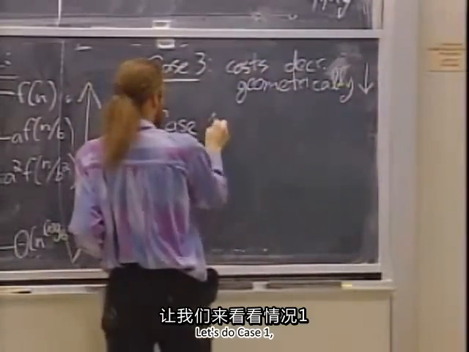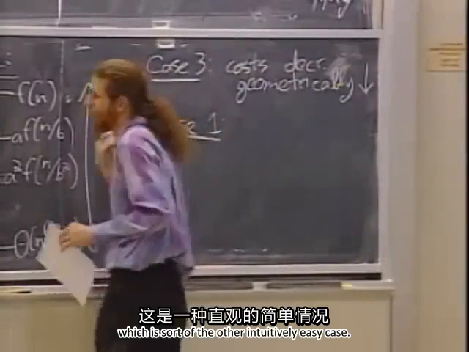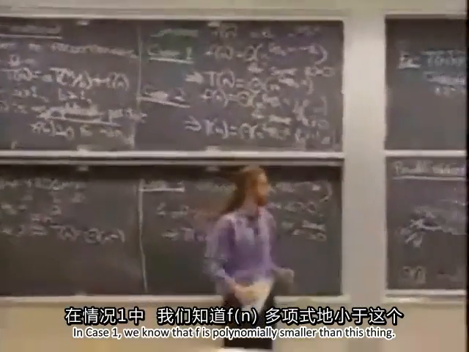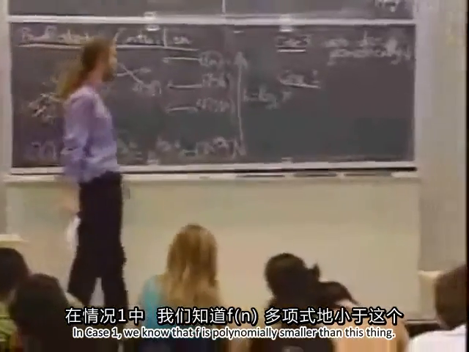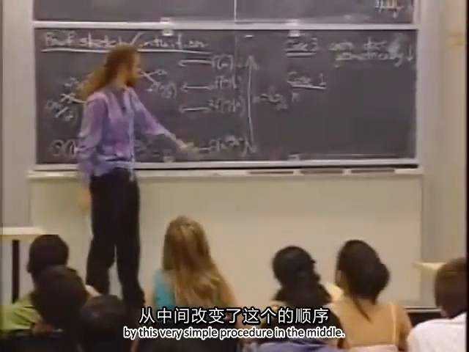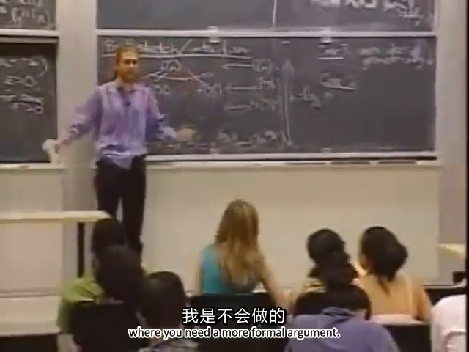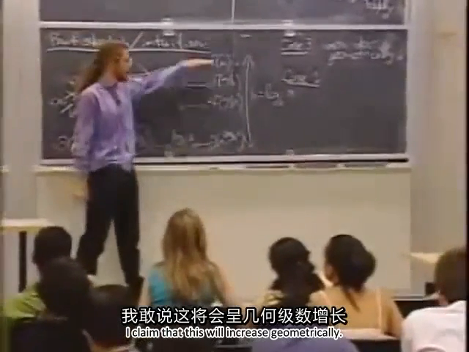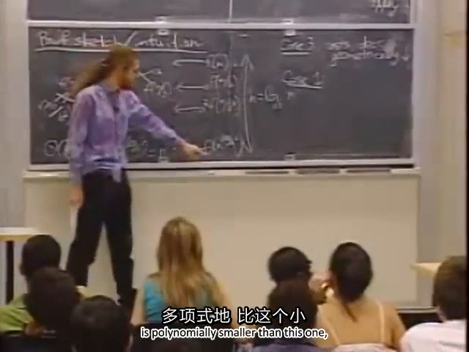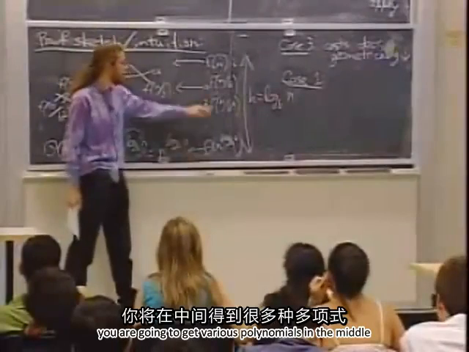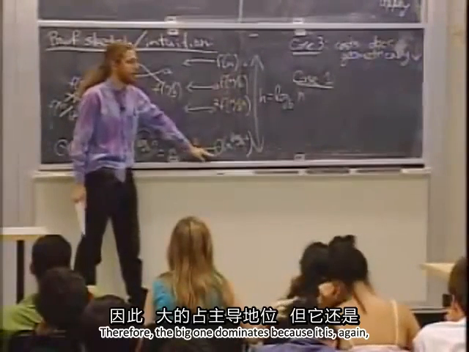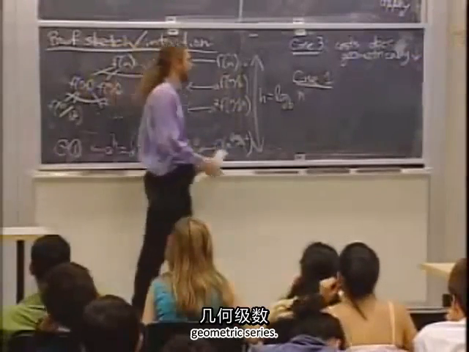Let's do case 1, which is sort of the other intuitively easy case. So in case 1, we know that f of n is polynomially smaller than this thing. And we're sort of changing by this very simple procedure in the middle. I'm going to wave my hands, and this is where you need a more formal argument. I claim that this will increase geometrically. It has to increase geometrically because this f of n is polynomially smaller than this one. You're going to get various polynomials in the middle which interpolate geometrically from the small one to the big one. Therefore, the big one dominates because it's, again, a geometric series.